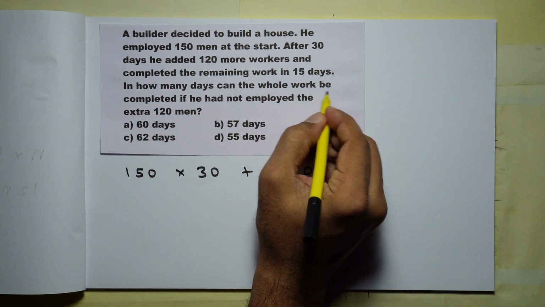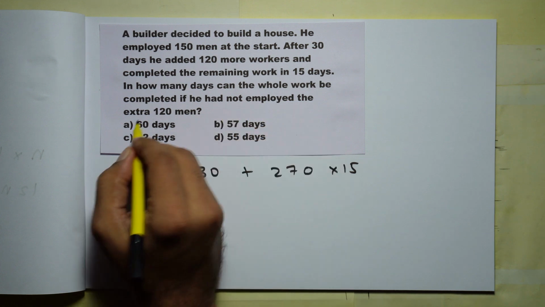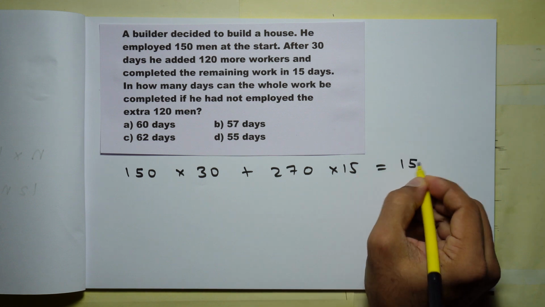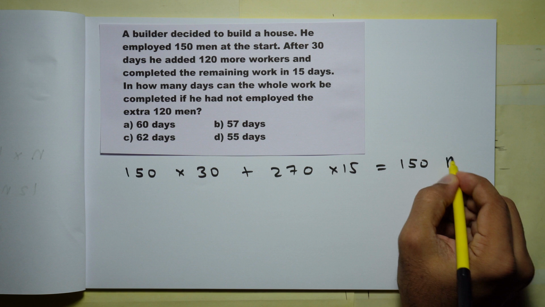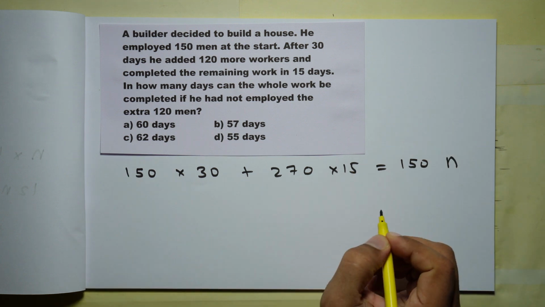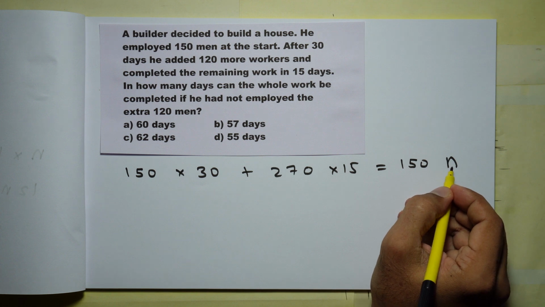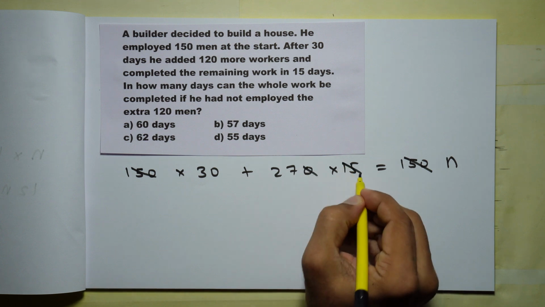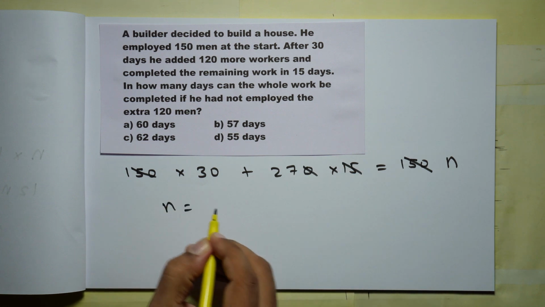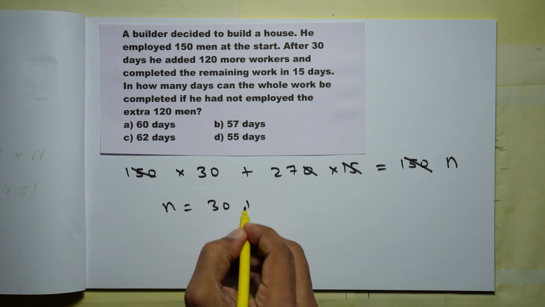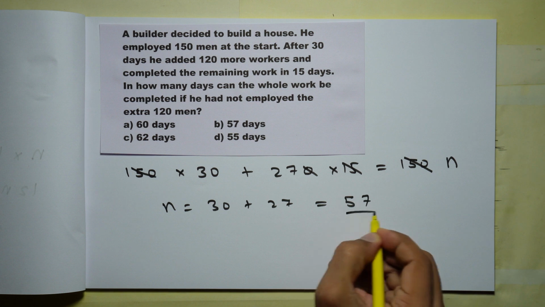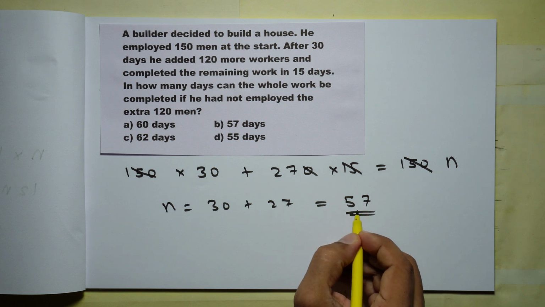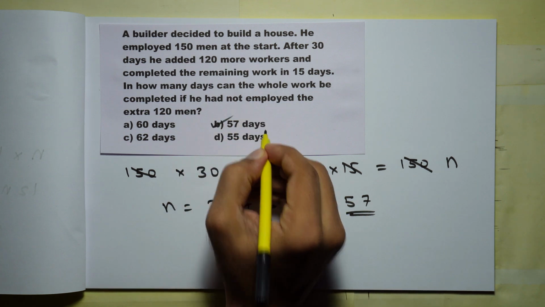In how many days can the whole work be completed if he had not employed the extra 120 men? So this extra 120 were not there. Only the original 150 were there. They have to work for, let us say, n days to complete the whole work. So from this we can calculate the value of n. Here 150 I'll cancel with this 150 and 0 and 15 is 150. That also I'll cancel. So n you will get it as 30 plus this 27. So that will be 57. So if those extra 120 men were not there, the total time taken will be 57 days. Hence option B, 57 days.